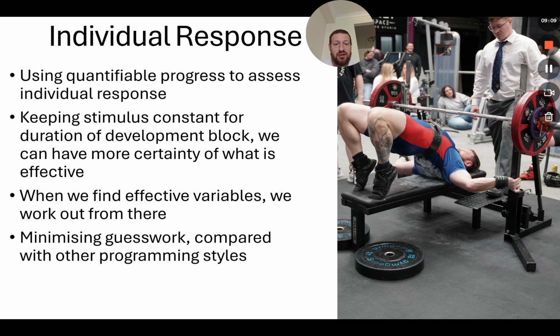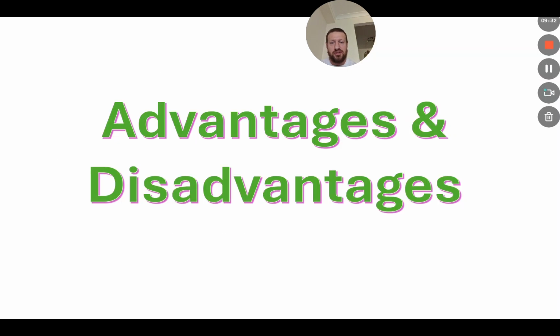When we find effective variables, we work out from there. An example is if an athlete responds well to pull squats, then they might respond well to box squats or pin squats. And if they respond well to sets of 4, then they probably respond well to sets of 3 and sets of 5. So we're trying to work out from there. I think all programs are going to do this to an extent, but we're trying to minimize the guesswork compared with other styles.